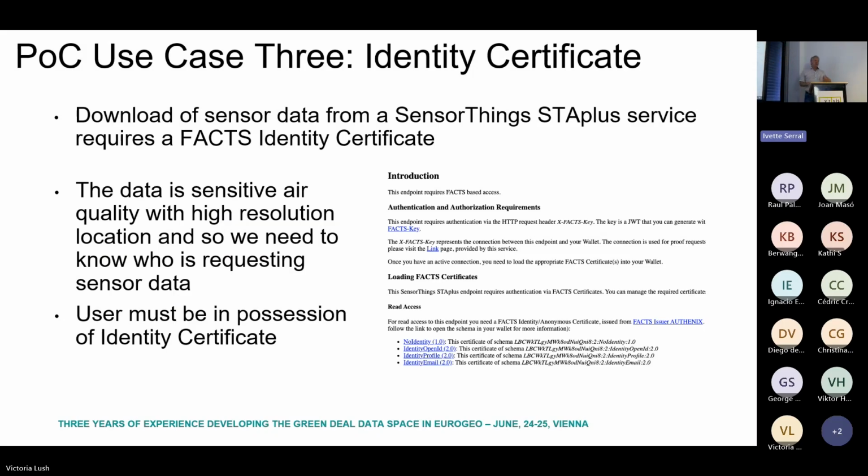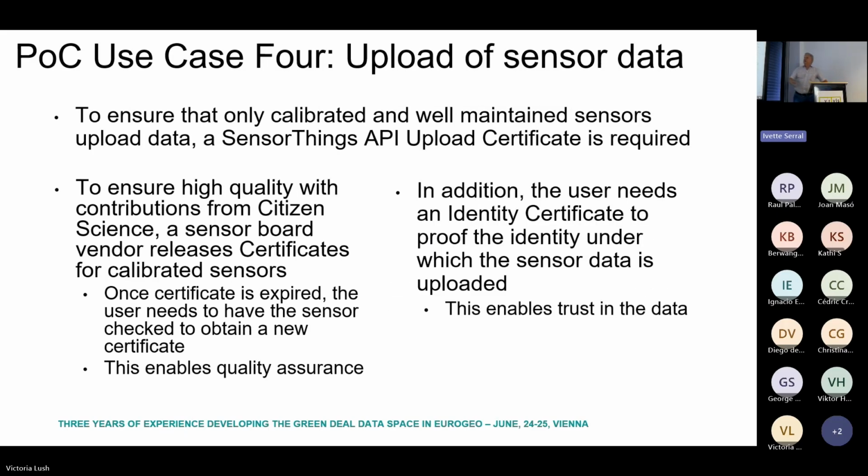So in order to execute this SensorThings API service that is giving you sensitive air quality data, you need to fetch an identity certificate. If you have that, then you can execute this service.